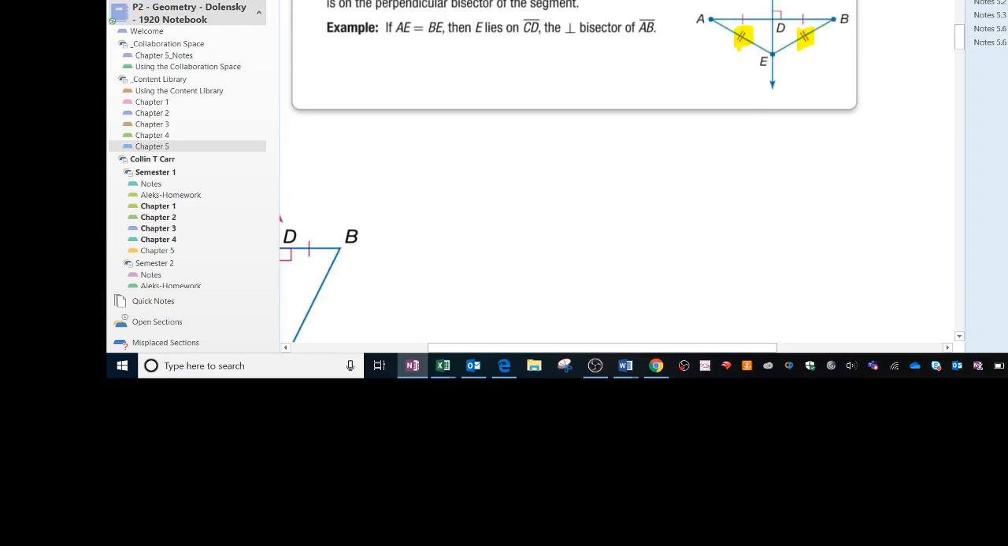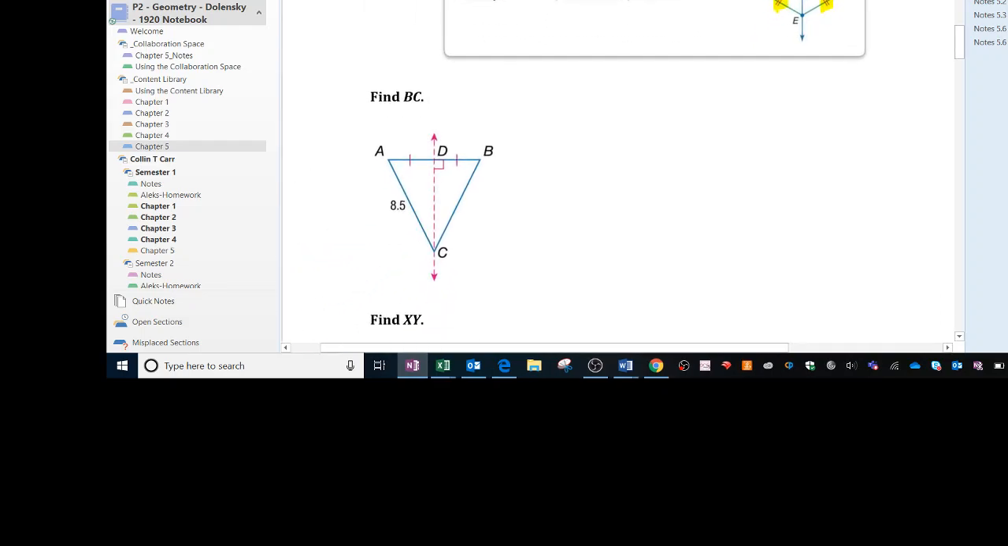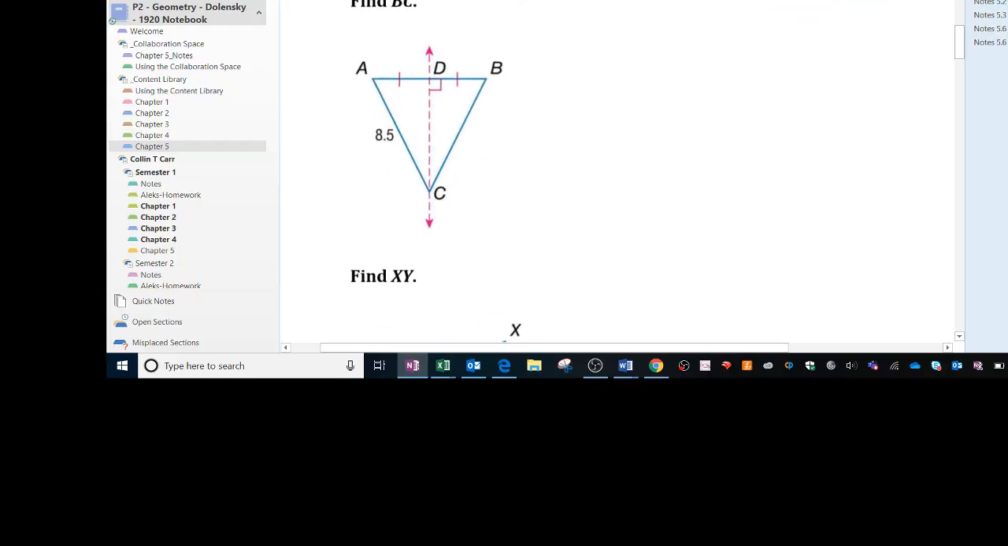All right. So let's do some examples. It says find BC. Now, the work is real simple, but it's again understanding the concept. What is the length of BC? 8.5. And the reason is I have a perpendicular line and our point C here is on that perpendicular line. Therefore, this side and this side are the same.